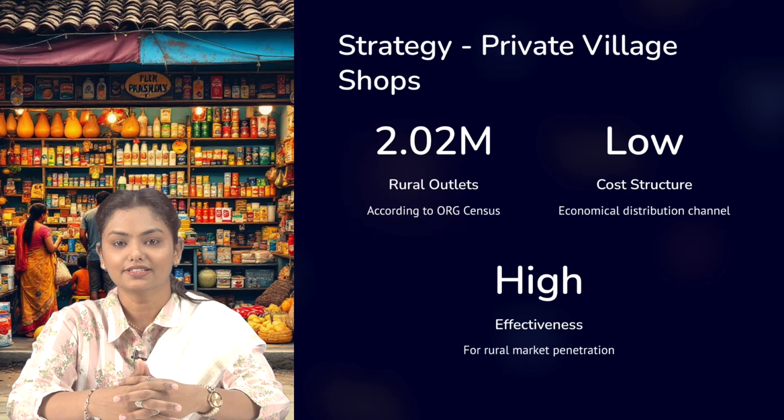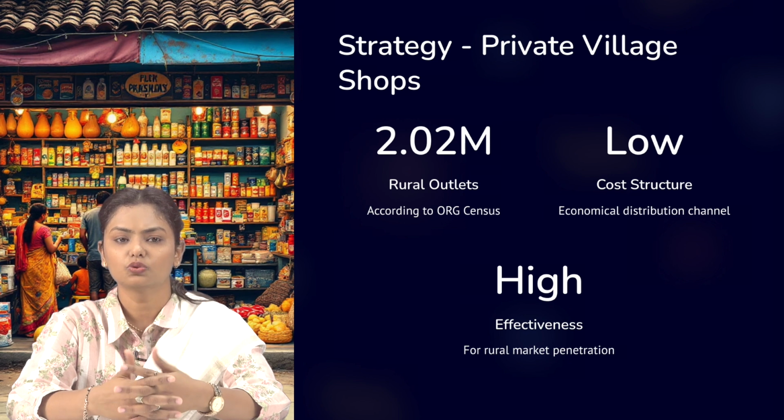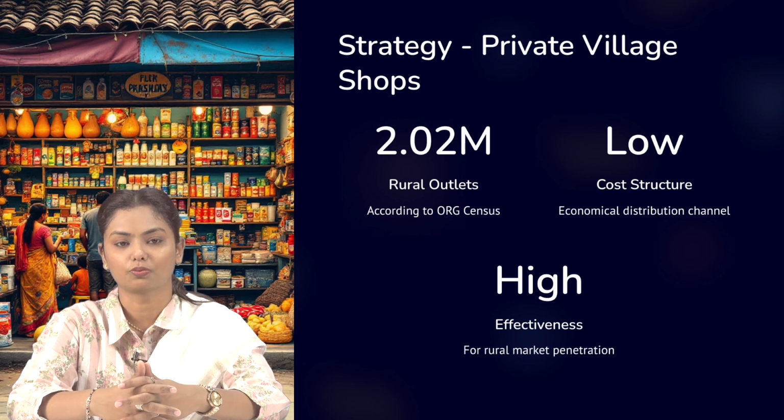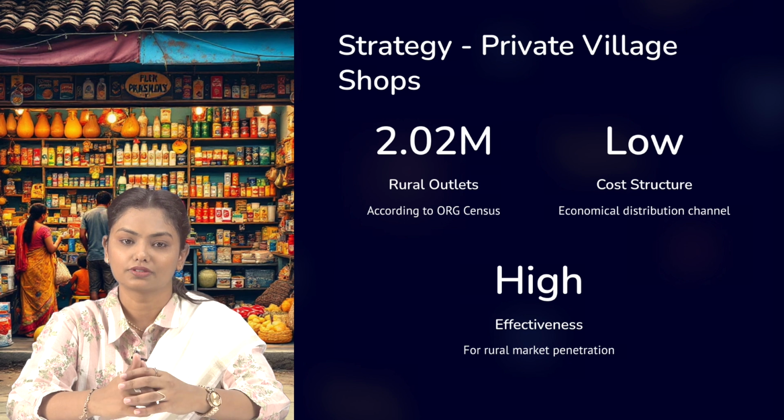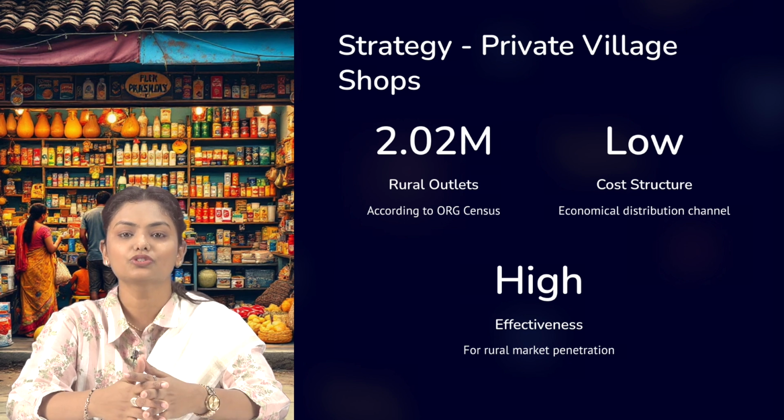Let's now explore strategies to tackle the problems of channels of distribution. One key strategy is relying on private village shops. These small shops are actually the main distribution channel for many consumer products in rural areas. They are usually the cheapest and the most convenient option for companies to work with. A survey by Operations Research Group found that out of around 2.02 million sales outlets in rural India, most are these private shops. These village shops are known as some of the most cost-effective distribution channels in the world.